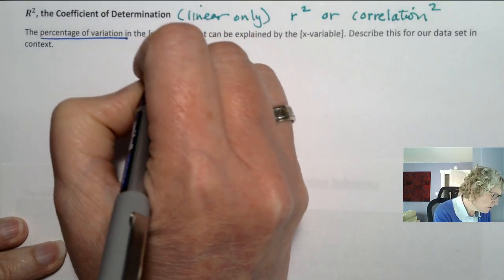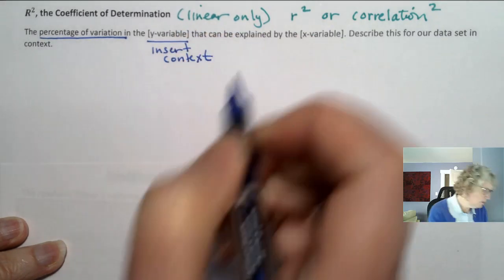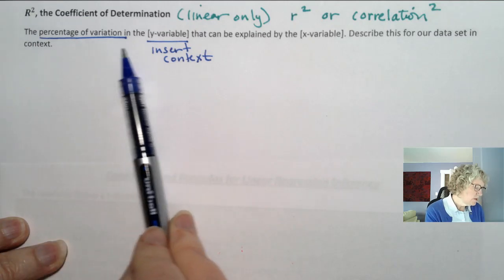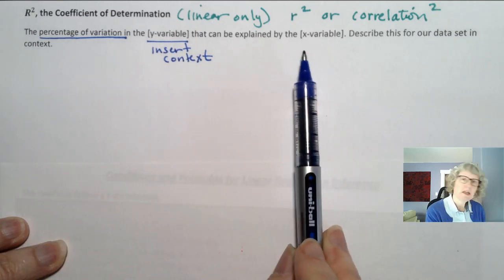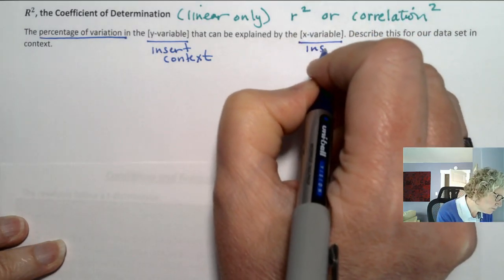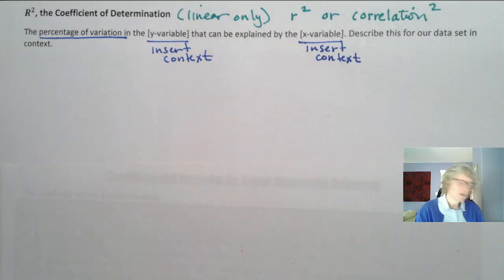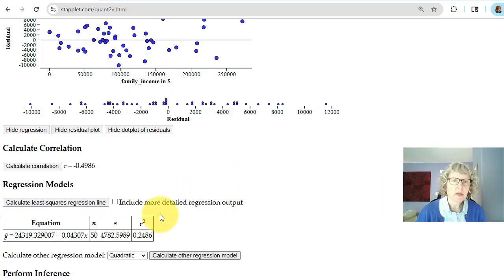So we insert context here. What is the y variable? The percentage of variation in the y variable that can be explained by the x variable. Okay, so we're going to describe this for our data set using those variables, okay? So first of all, let's go back to our regression output and see where that is located. In our regular regression output, it gives us r squared.